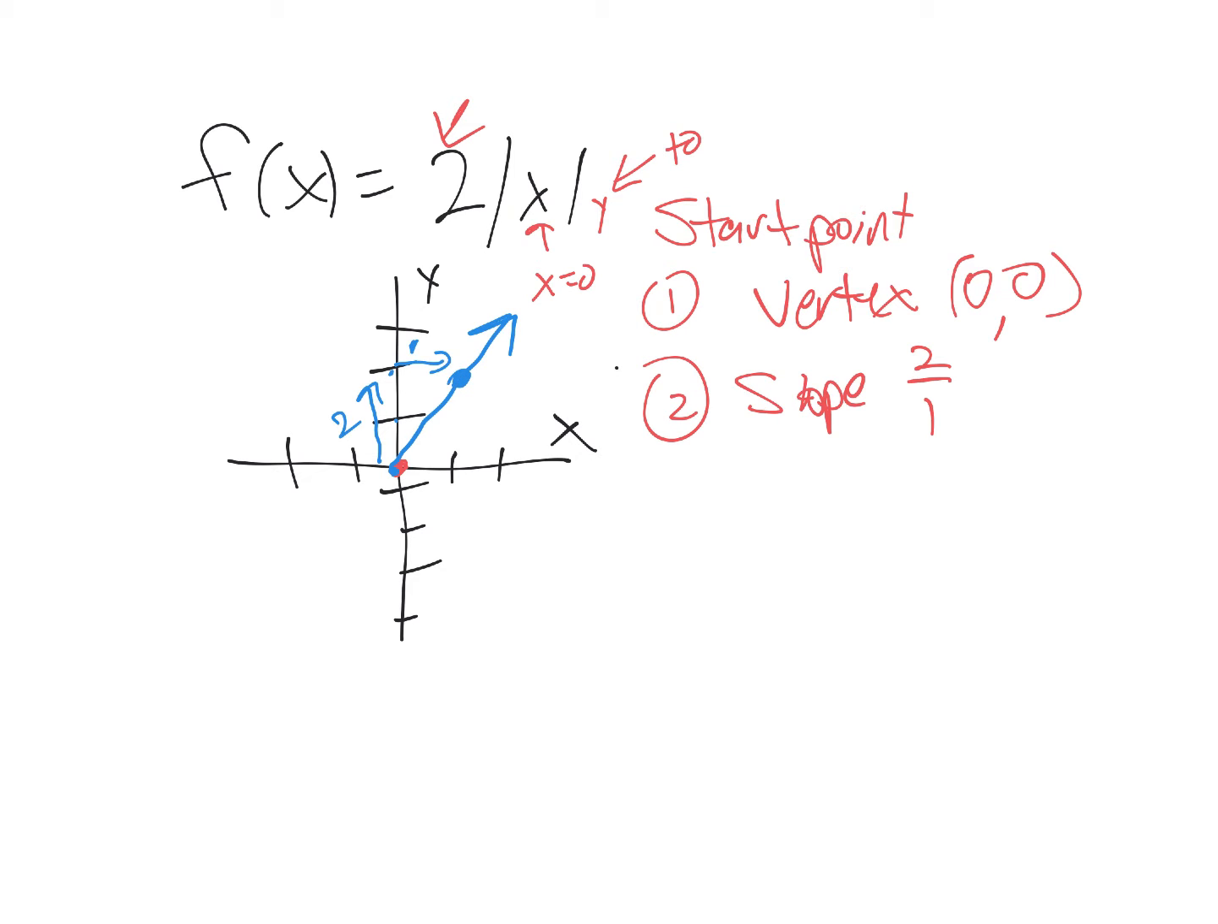Remember, because of these two lines here, it's an absolute value. That means it has to mirror it on the other side. So I go up 2 again and go over 1 on the other side to get my absolute value. Remember, it is a V. Okay, let's look at another one.